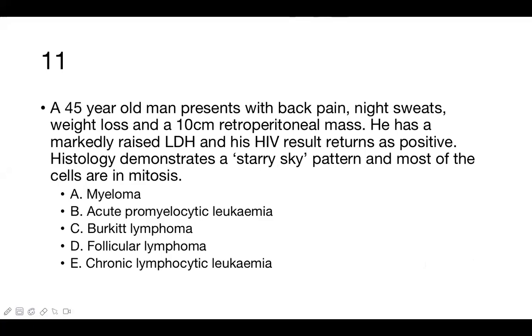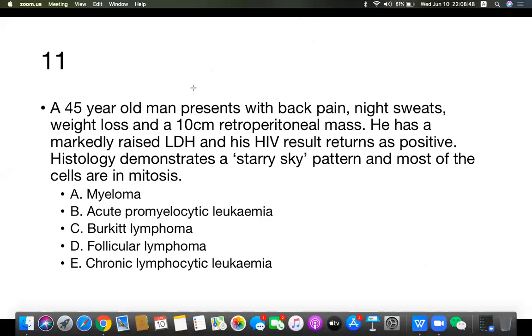But still, let's talk a little bit about this, because sometimes they may not give this typical pattern, and still you need to diagnose. Here is a 45-year-old man who presents with back pain, night sweats, weight loss, and a 10 centimeter retroperitoneal mass. Now this is a Burkitt lymphoma mass.